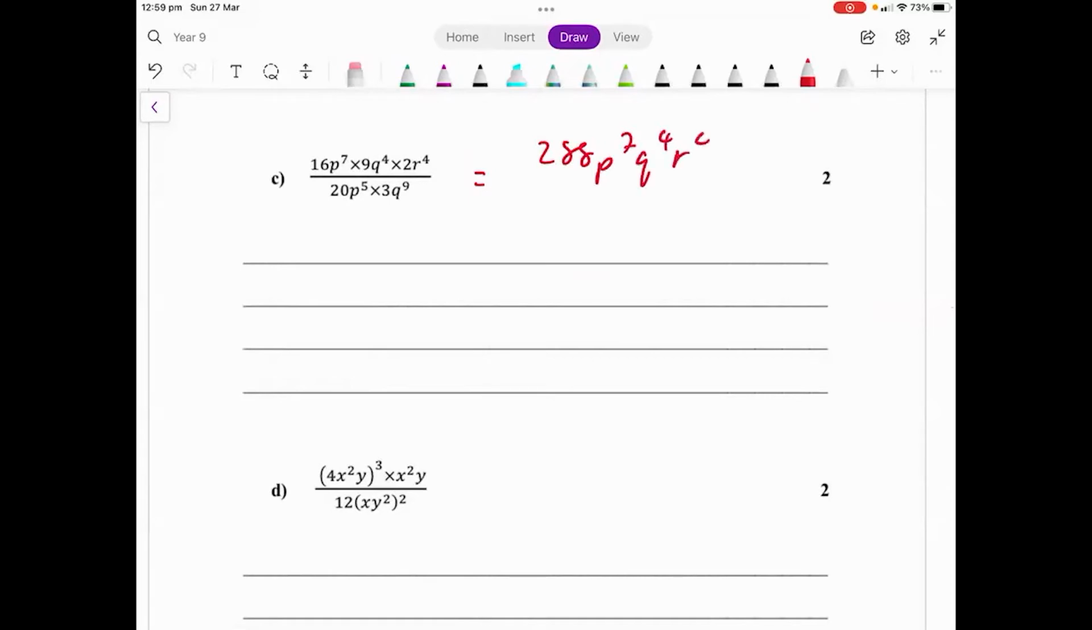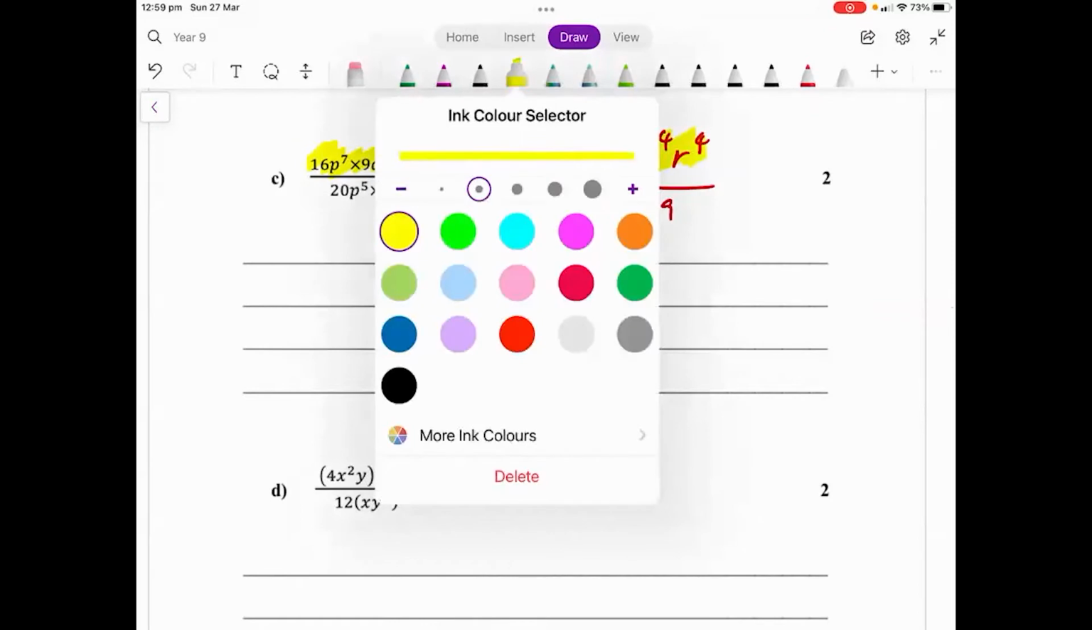For the denominator, I do 20 times 3. That gives me 60. And I leave p to the power of 5 and q to the power of 9 alone. Then I put 288 over 60 in my calculator. That gives me 24 over 5. Then I simplify 288 over 60. That gives me 24 over 5.